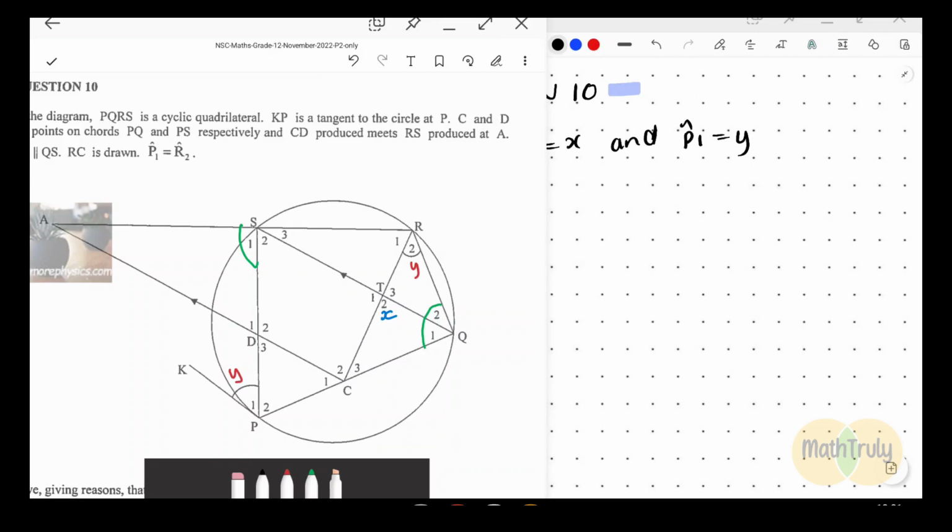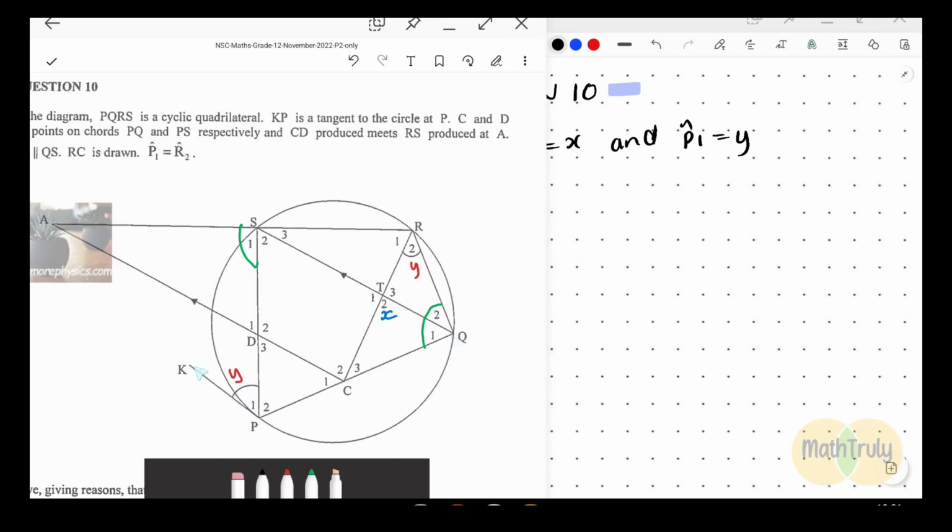Okay, so with Q1, the fact that you have this tangent KP, I can see that we have this line PS, which is a chord, and it's the chord that is helping to support this angle at the circumference.